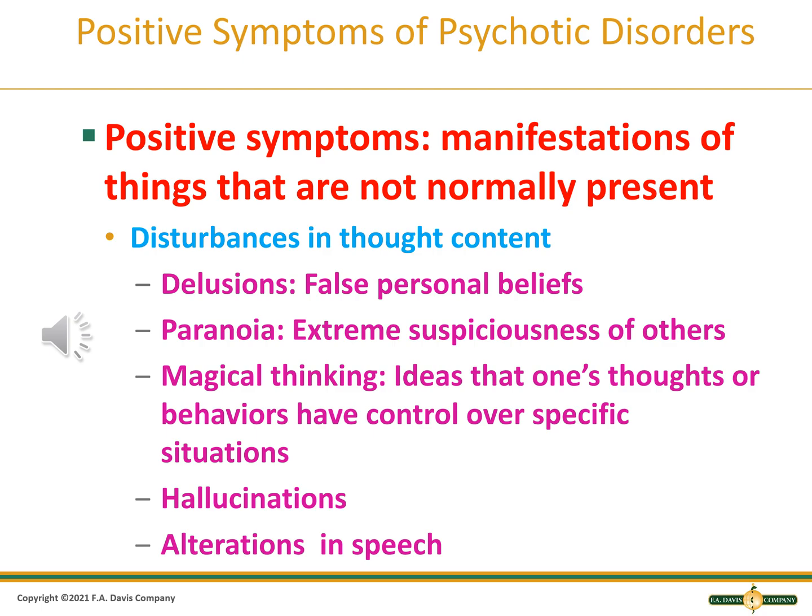Other positive symptoms entail paranoia, or being extremely suspicious of other people, and magical thinking. Magical thinking implies that people can use their thoughts to control the environment or circumstances. We will discuss later additional positive symptoms, such as hallucinations and alterations in speech.